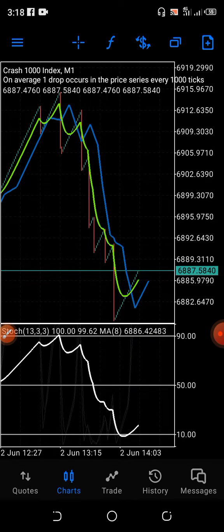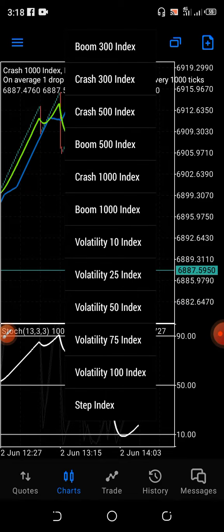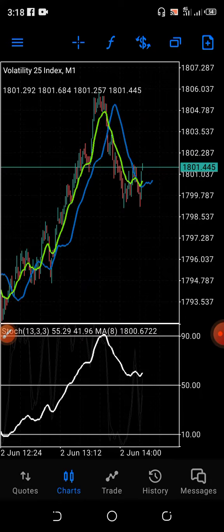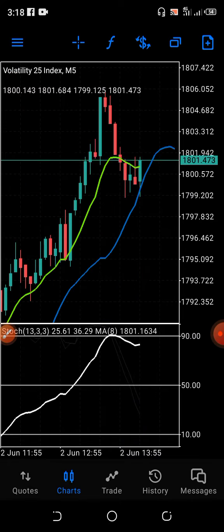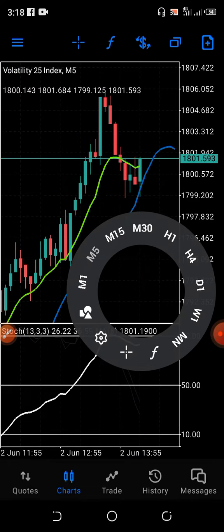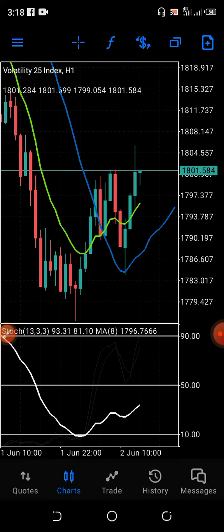This strategy can be used in Crash 1000. It can be used in all these things. All of them. I mean all. As you can see, I can enter a trade in any of these. And I'm not afraid. I am not panicking. I don't shake because I know what I have.